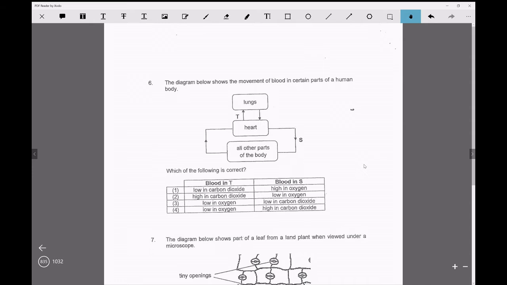So what your lungs do is you put in oxygen, then at the same time you take out carbon dioxide.